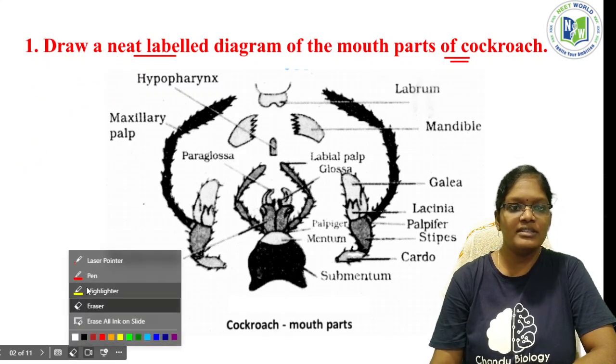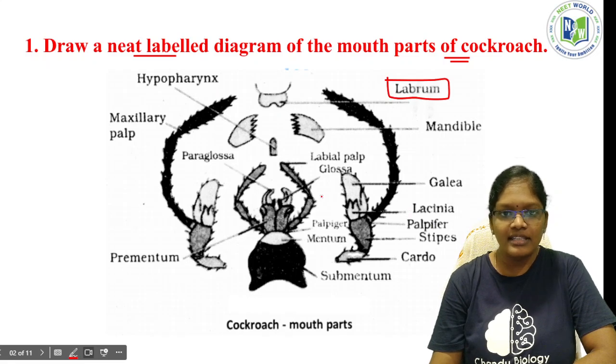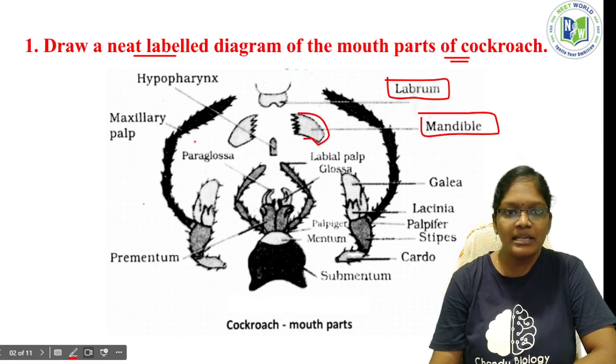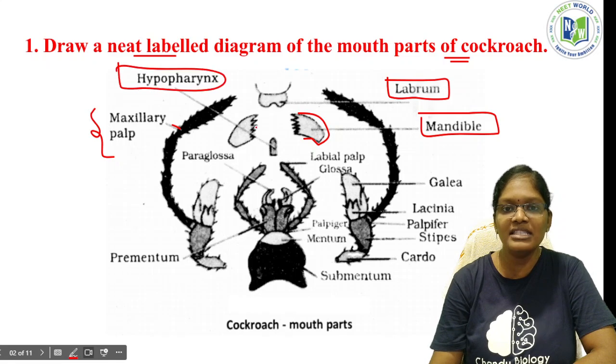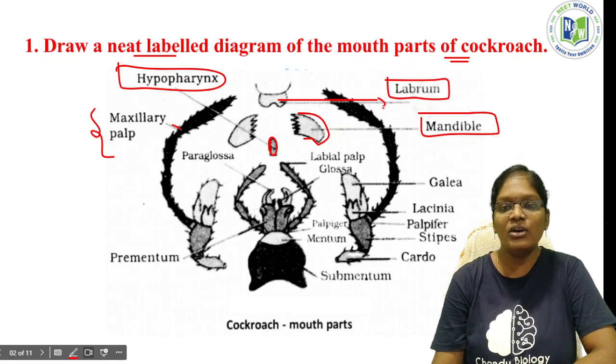So just listen to this. See here, there is a labrum. This is a labrum, and this is a lacinia, and the associated point will be this mandible. This structure is the mandible, and this is a maxillary palp for chewing. The most important characteristic feature will be this hypopharynx. This looks like a tongue. The tongue-like structure in the mouth parts of the cockroach is called the hypopharynx, and this structure is called a labrum. We can call it an upper lip. The upper lip is technically called a labrum.